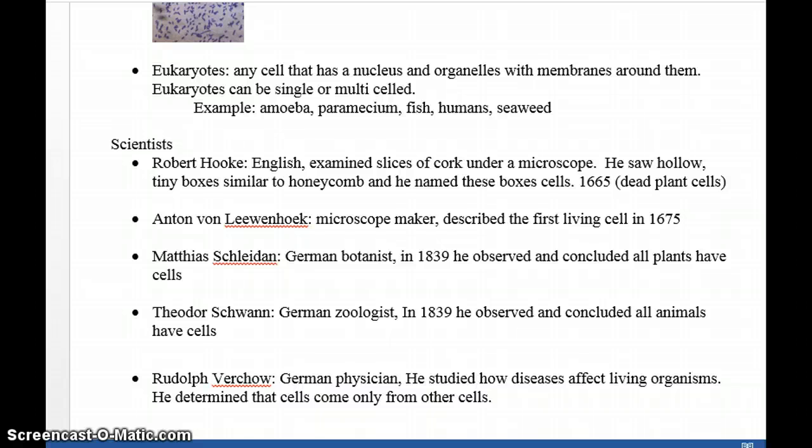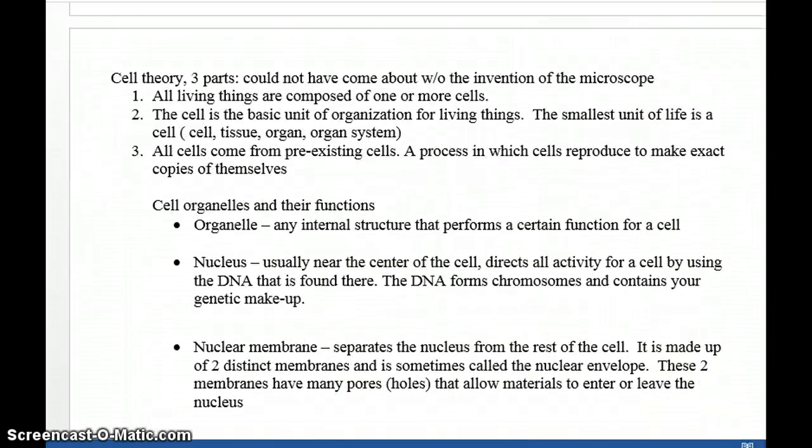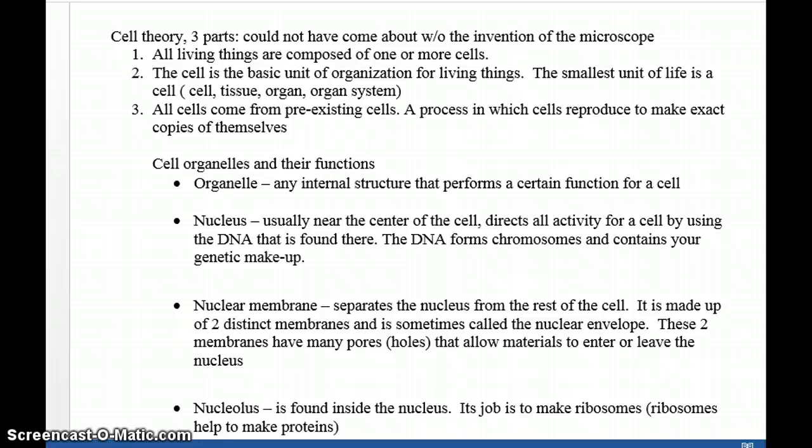All of these guys' work, plus a few other scientists' work, they were able to make what's called the cell theory. The cell theory is made up of 3 parts. This theory would not have come about without the invention of the microscope. The microscope has allowed scientists to look at tiny things. Before the invention of the microscope, when people did surgery, they didn't wash their hands, they didn't wear gloves, they didn't even sterilize their utensils. They had no idea that there was microscopic organisms out there making people sick.